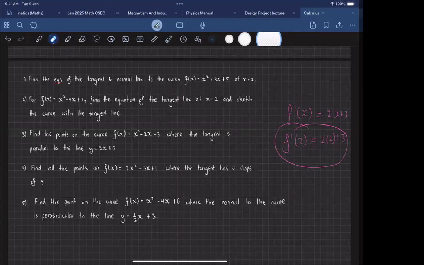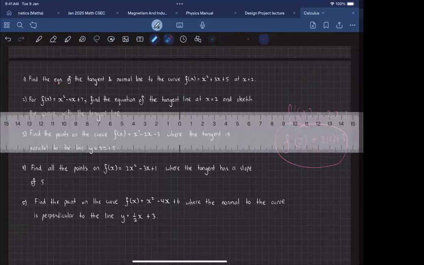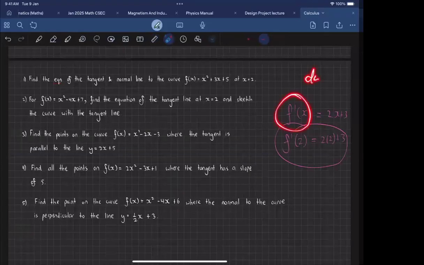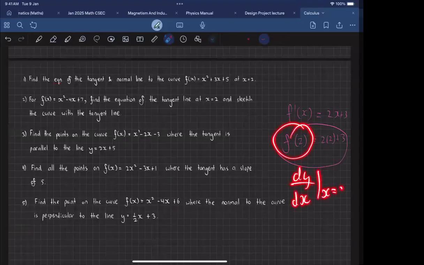Let me say something, right? dy dx at x is equal to 2 means the same thing as f prime of 2. It means that you're differentiating and you're plugging in 2. So you're just gonna replace this with dy dx, so this takes the place of dy dx, and this over here takes the place of dy dx at x is equal to 2.